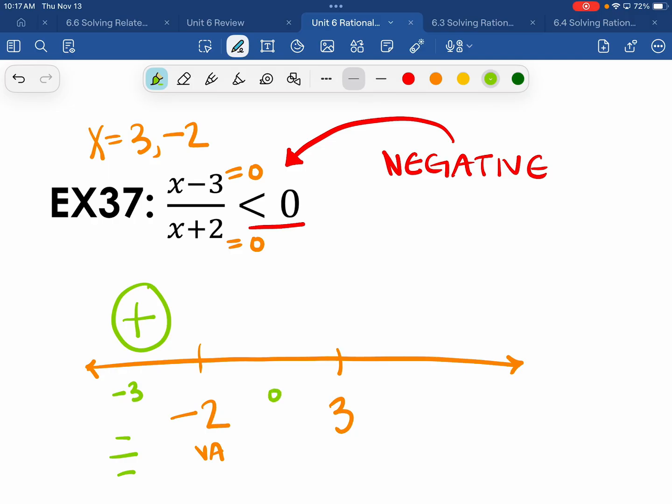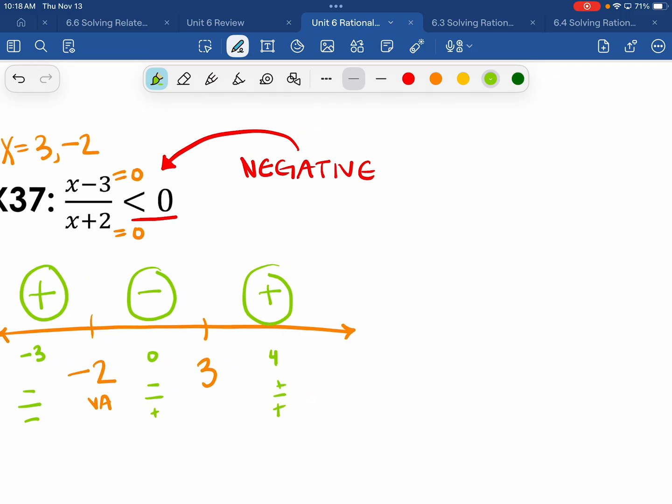0. And then 0 minus 3 is? Negative. And 0 plus 2 is? Positive. And negative divided by a positive? Negative. Okay, and then what's a good number on the right side of 3? 4. Both positive. Yep.